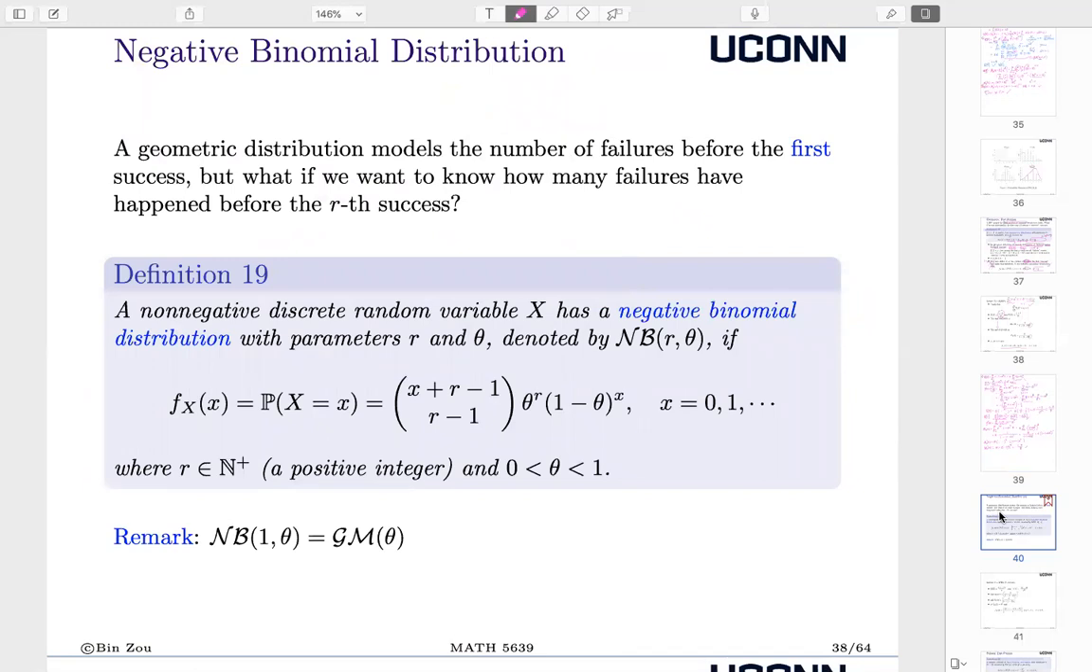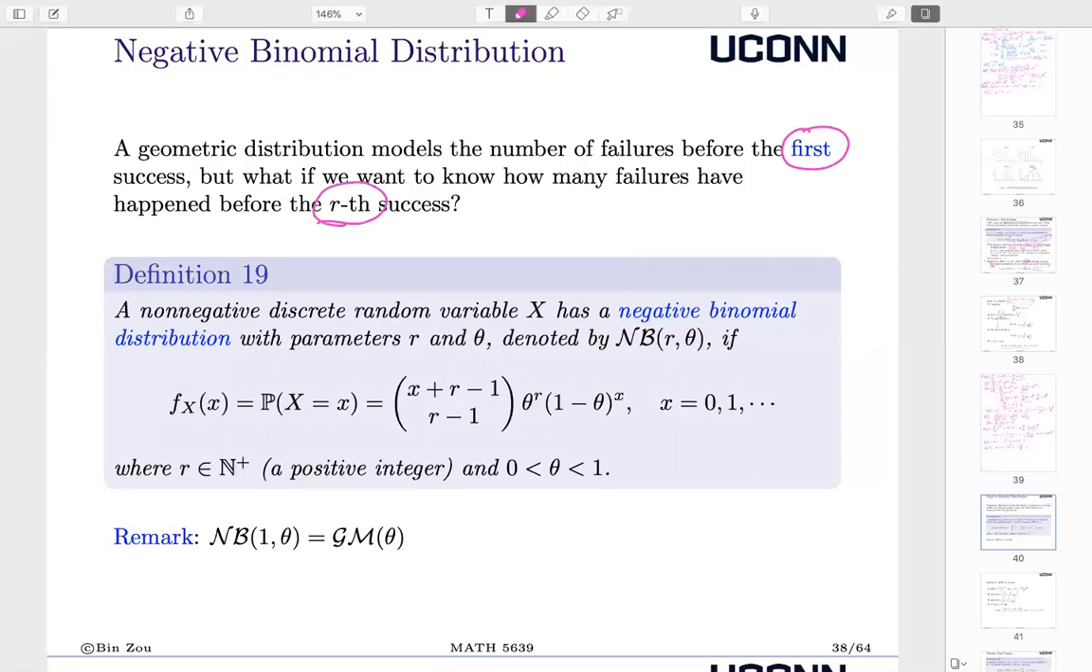Let's mention the next one, which is negative binomial. Okay. Again, let's start with the reason behind introducing this definition. A geometric distribution models the number of failures before the first success. Okay, but what if I want to know the number of failures before the r-th success instead of the first? Okay, so I want to study something slightly more general. I don't just want to study the first success. I actually want to study the r-th success.